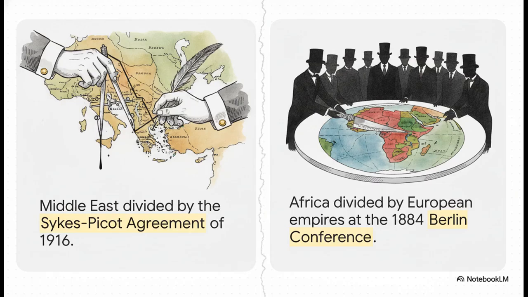They split united ethnic groups apart, and on the flip side, forced historic rivals to live together within the exact same borders. It perfectly and tragically set the stage for intense future struggles over sovereignty.